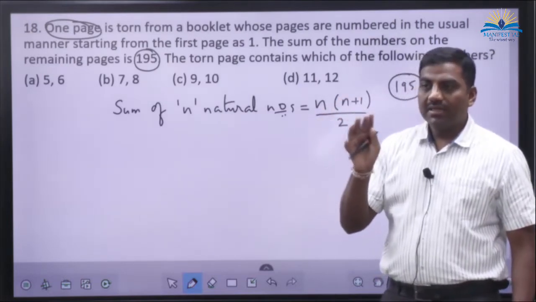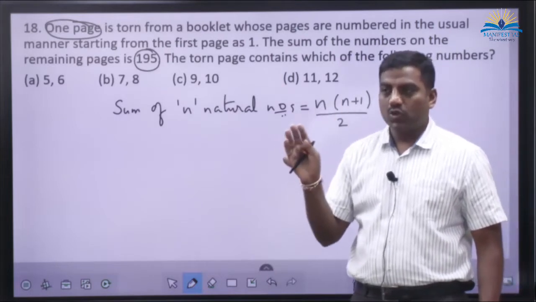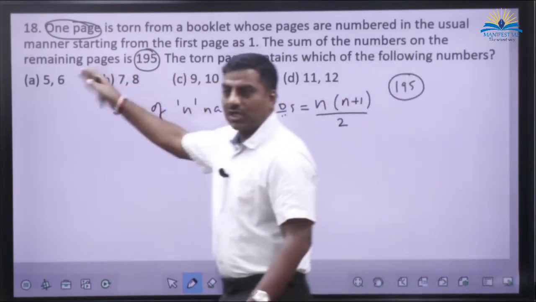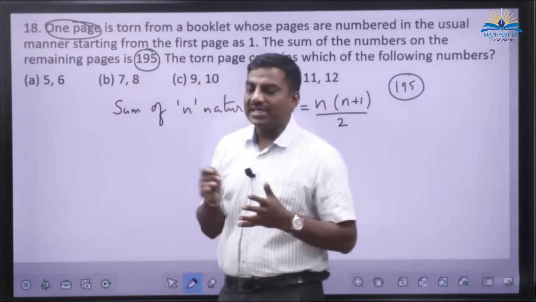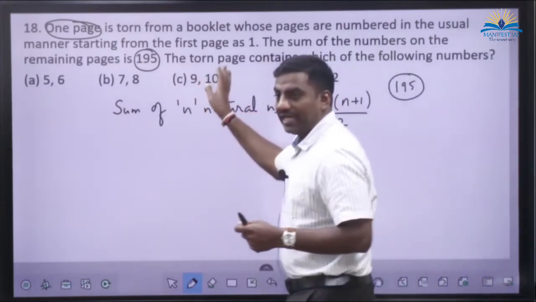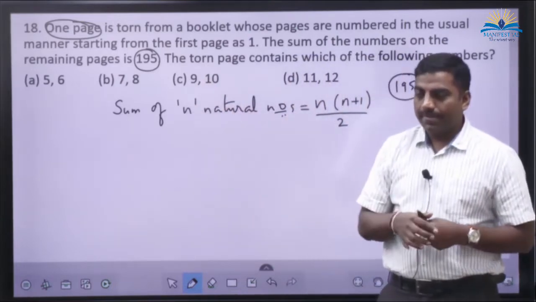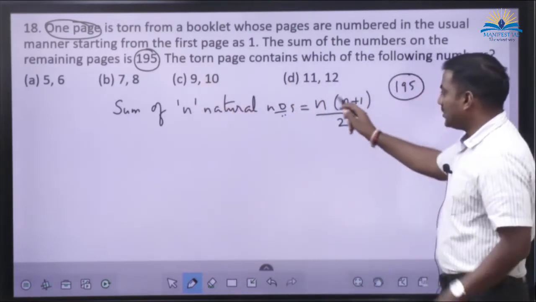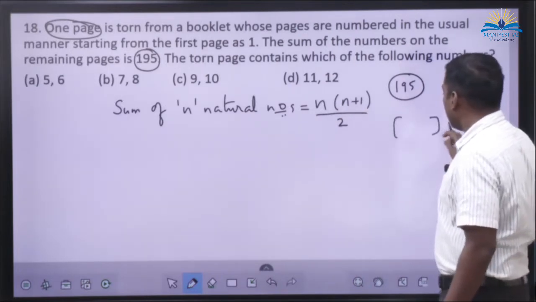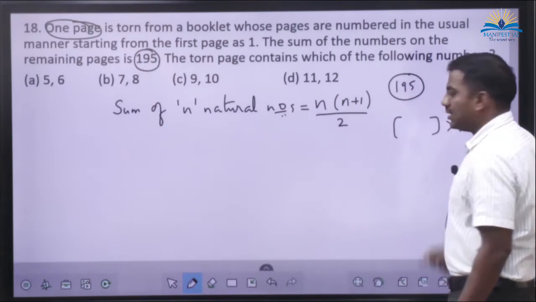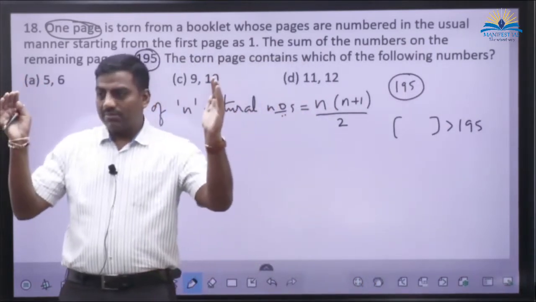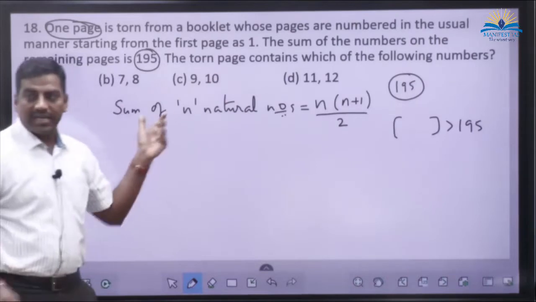We are targeting a sum of more than 195 so that later we subtract either this or this or this. There is no magic that will directly find out that the 7th and 8th page is missing, or the 9th and 10th page. So we have to assume some number which would give us a sum greater than 195. That too, the sum should not be too far. From that sum, if we take out the torn pages' sum, then I should get 195.